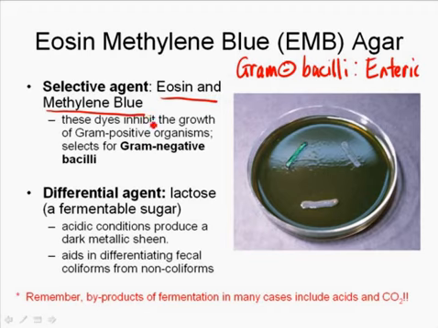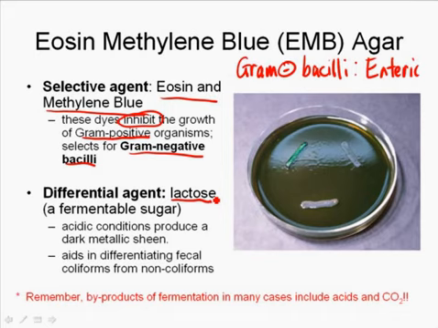Eosin and methylene blue inhibit gram-positive growth while allowing for gram-negative bacilli. So again, in a clinical sample, we're able to isolate just the gram-negative bacilli. Now, once we isolated the gram-negative bacilli, how can we differentiate amongst those members that grew? What is the differential agent? In this case, the differential agent is lactose.